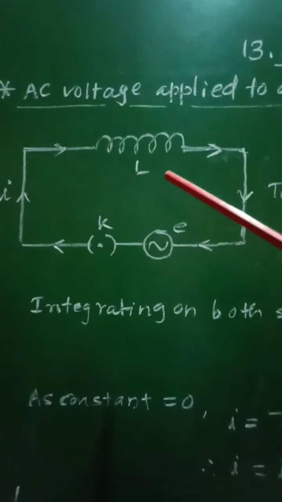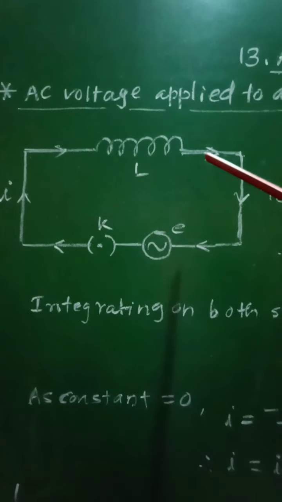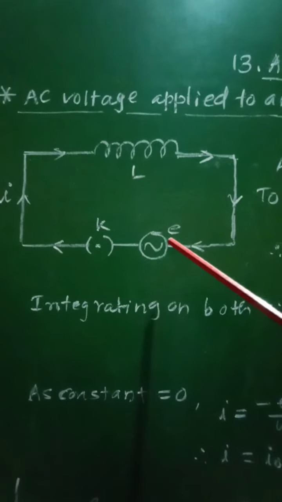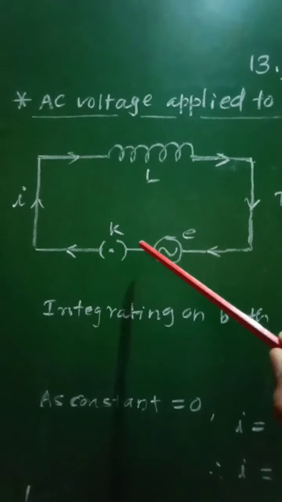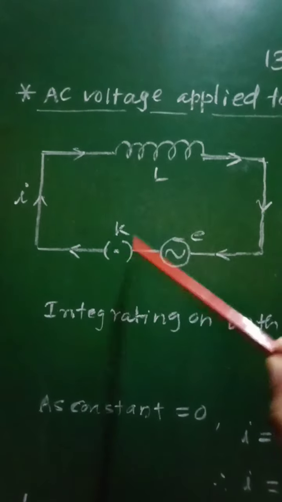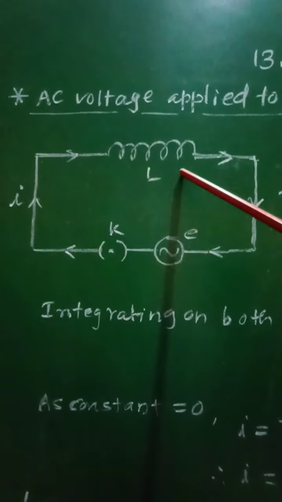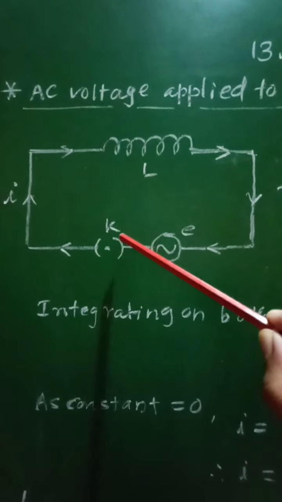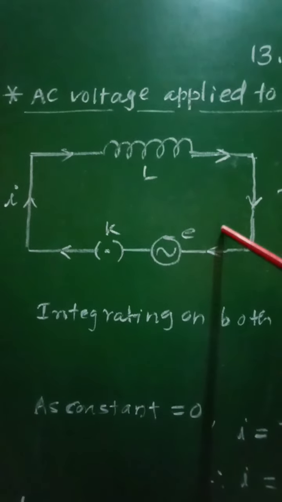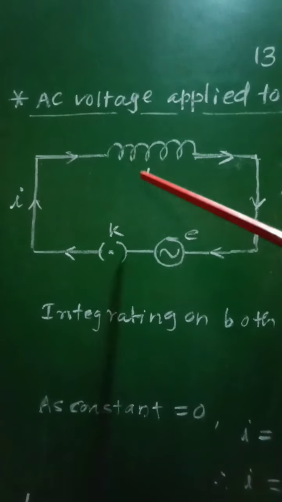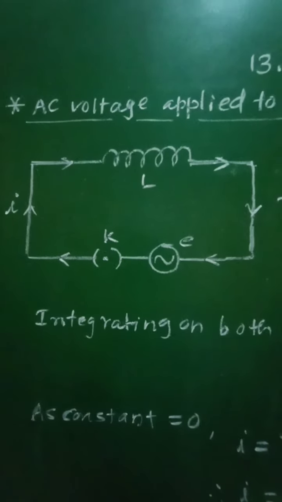Let us consider an inductor of self-inductance L connected to a source of alternating EMF E along with the key K. Let the resistance of this inductor be negligible. Now as soon as the key is closed, a current will be set up in this circuit, and that current flows through the inductor L. Let that current be I.